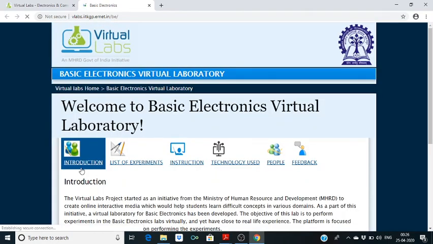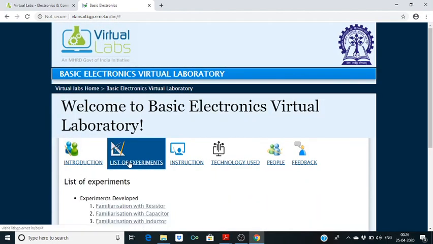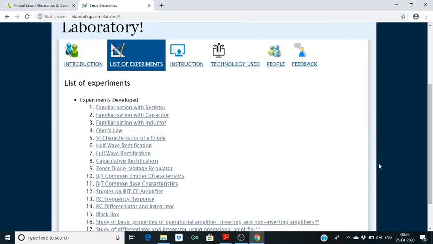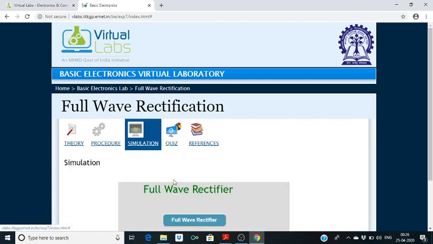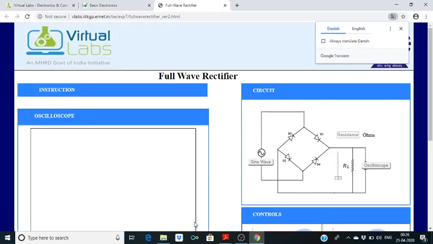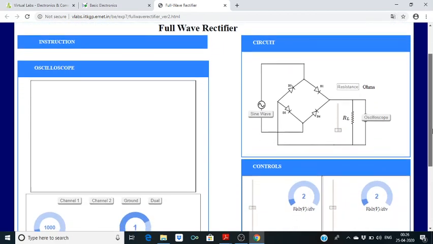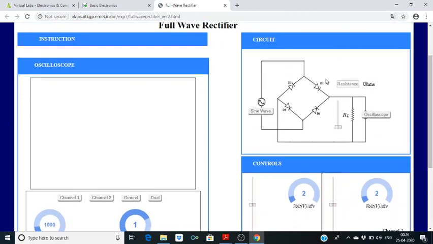electronics and communication department, then list of experiments. First we will perform full wave rectification without capacitor filter. Now we will go to the simulation part, full wave rectifier. Now we can see that this is the circuit.